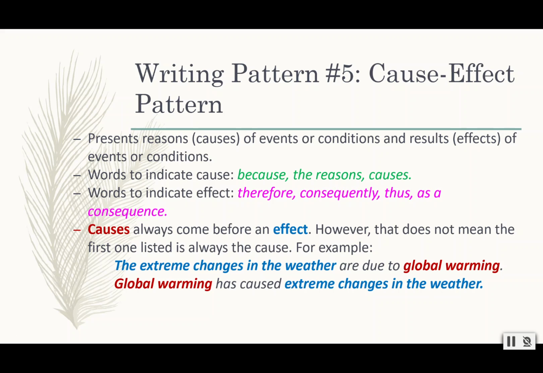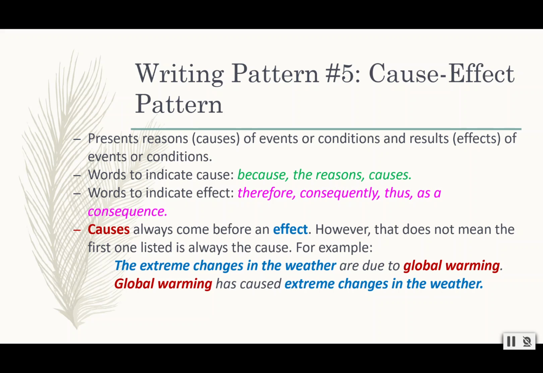So when they're talking about the cause, the author might use words like because, the reasons, causes. And then when the author is talking about the effect those causes had, they might use therefore, consequently, thus, as a consequence. Now, causes always come before an effect, but the author might not always list them that way. So let's take a look.